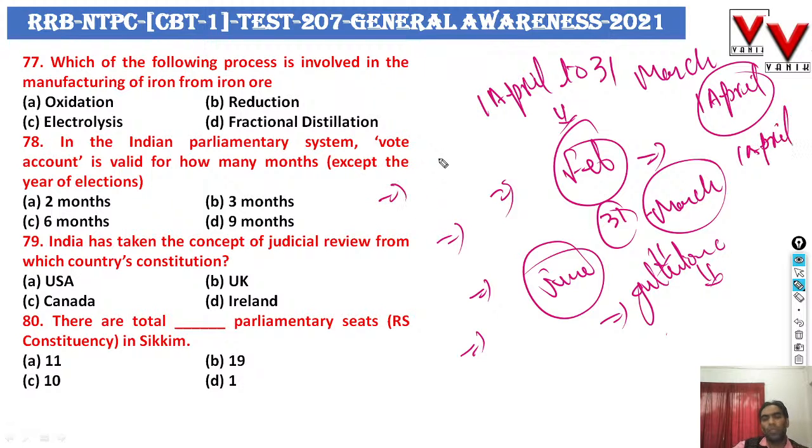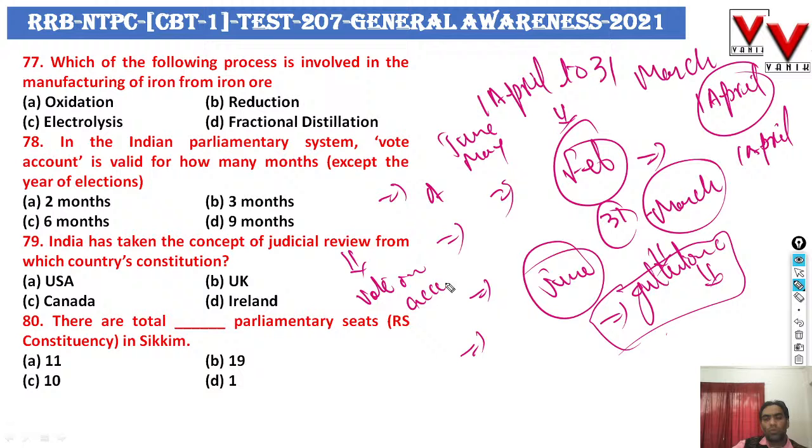Suppose the budget is going to be passed up to June. So for April and May, the parliamentarian is going to give the approval to the executive to withdraw the amount to make the expenditure of April and May. That is known as vote on account.